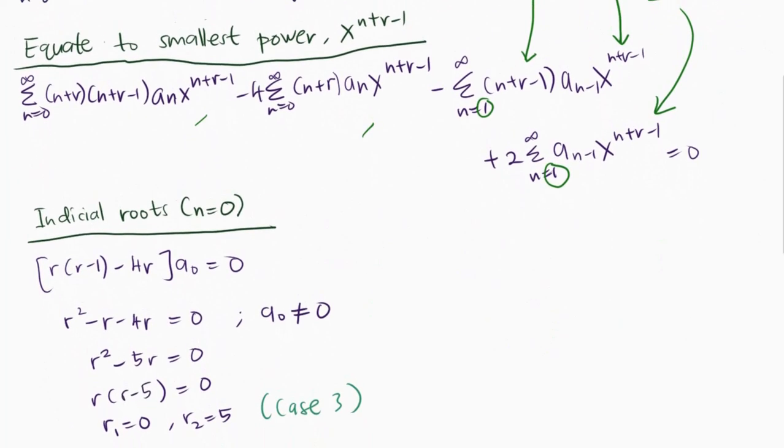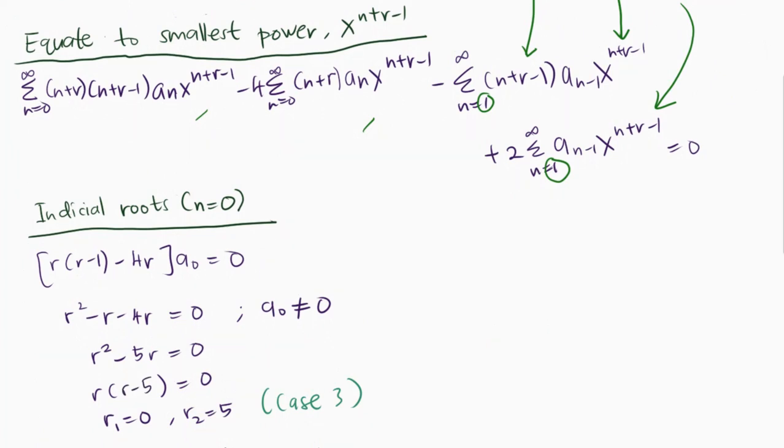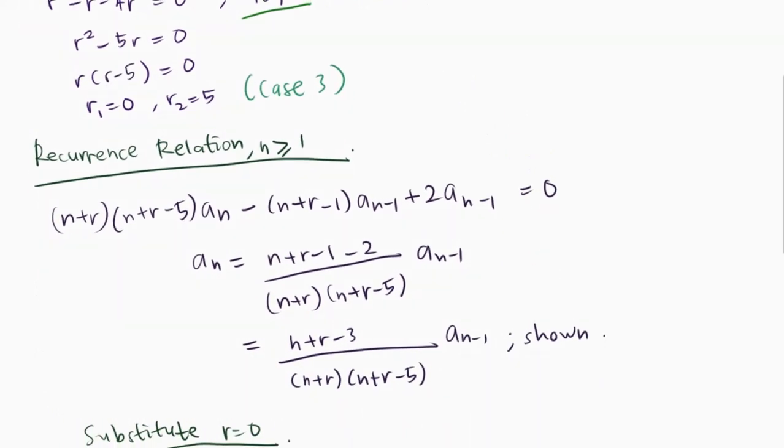Next, as usual, you need to find the initial roots. The indicial roots are found when n equal to 0, so we just need to use the first and the second terms only. We have (r(r - 1) - 4r) multiplied with a0 equal to 0. Therefore, we have r^2 - r - 4r equal to 0, since a0 does not equal 0. Simplifying, we will have r1 equal to 0 and r2 equal to 5. Please remember, r1 should be the smaller value of r. As you can see, r1 is an integer, r2 is also an integer, where |r2 - r1| is equal to |5 - 0|, that is 5.